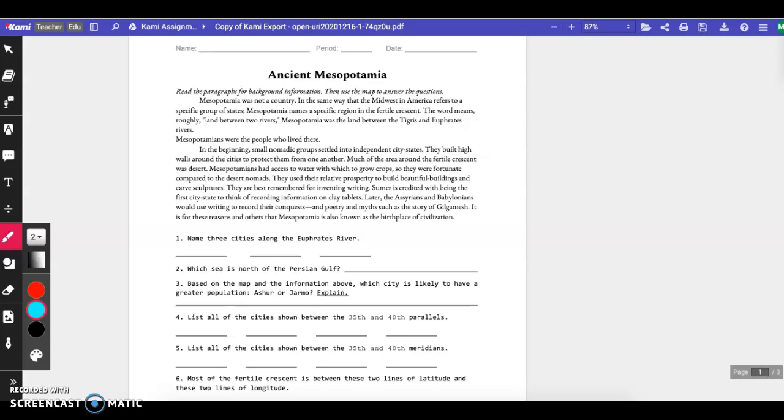You're going to see and read about the Tigris River and the Euphrates River and how this land was part of the Fertile Crescent, which had good soil for growing crops. And so civilization started in this area.